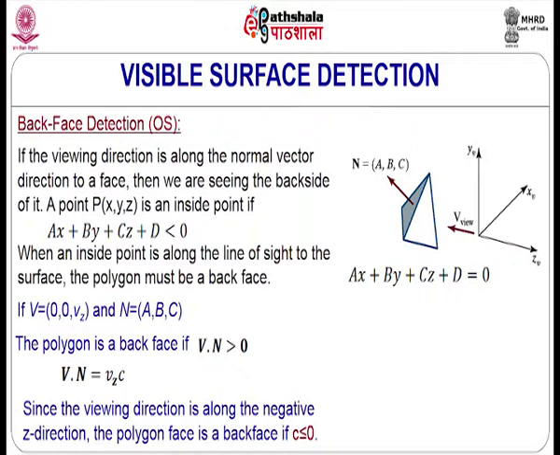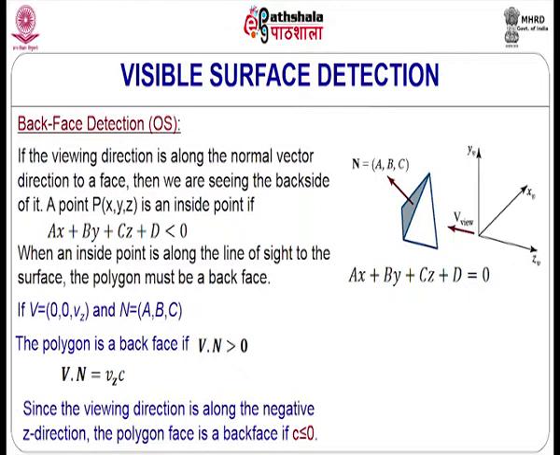So, along the negative z direction, the x coordinate is 0, the y coordinate is 0, and the z coordinate is actually negative. So, if you take the V vector, which is the viewing vector direction, the components are 0 0 Vz, where Vz is the z component of the viewing vector, which is in fact negative. Okay. So, when you take the dot product, the polygon is a back face if the dot product between the two vectors is greater than 0.